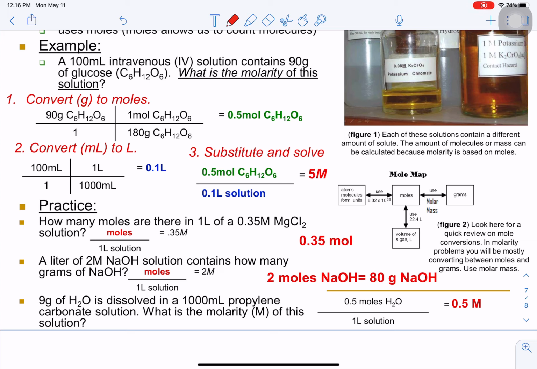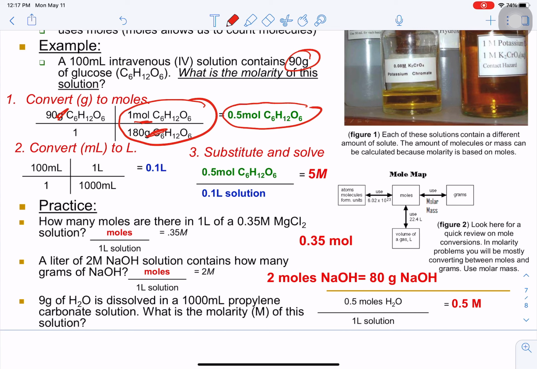In this particular case, the 90 grams of glucose is our solute. So we need to get that 90 grams into moles. In order to do that, we go to the periodic table and we set up a unit conversion. In glucose, C6H12O6, there exists 180 grams. So we put grams on the bottom, grams cross off, so we're left with moles. 90 divided by 180 is 0.5. So we got our amount of moles of glucose.